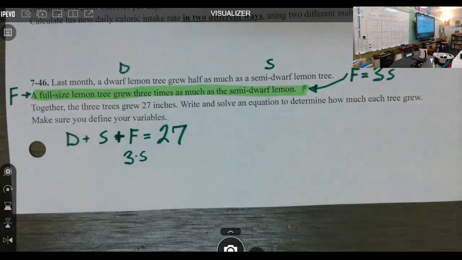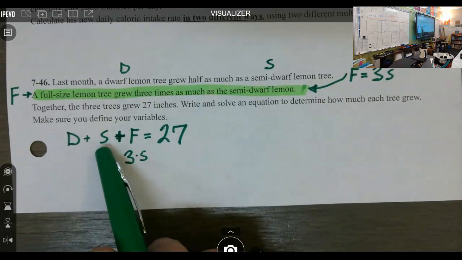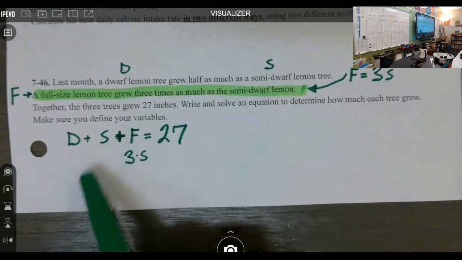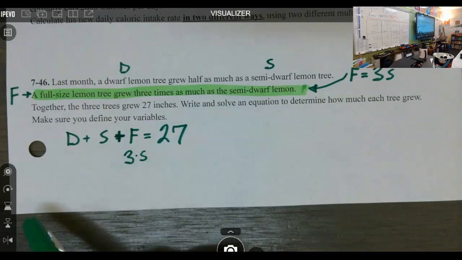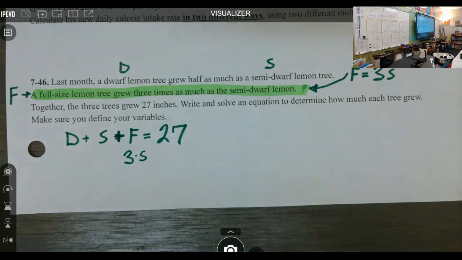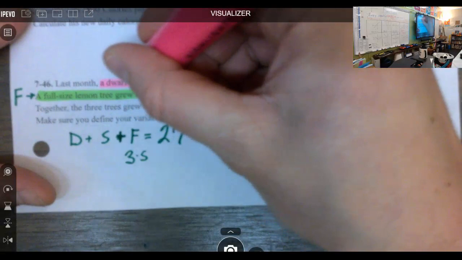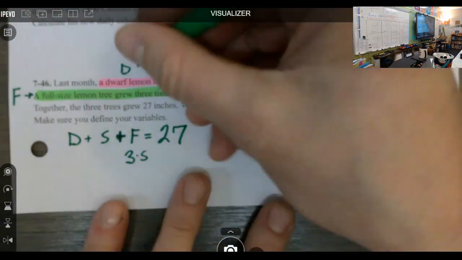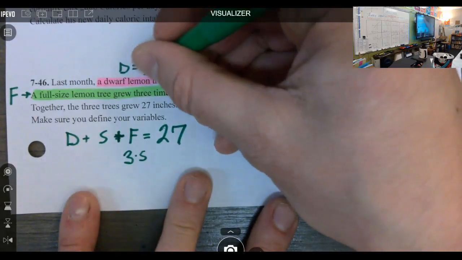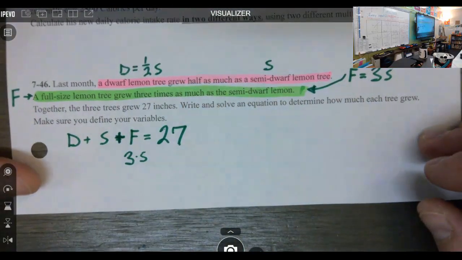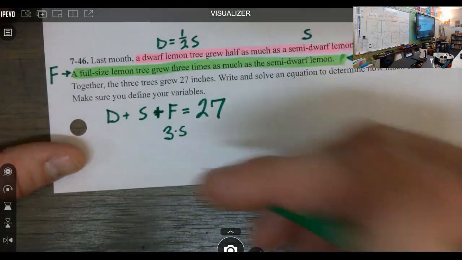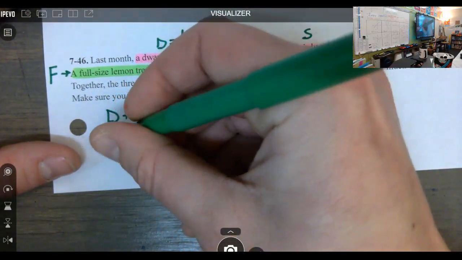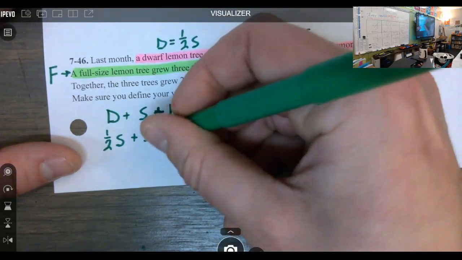Now wait, we still have D and we still have S. Do I want to drop both of those down? Somebody not Sophie, somebody else help me. Donna? The dwarf lemon tree only grew half as much as the semi. So the dwarf is half of S. S is S. And S is just S.